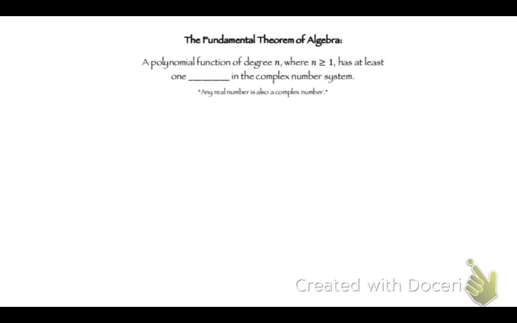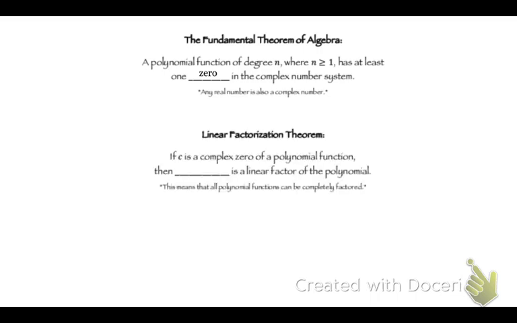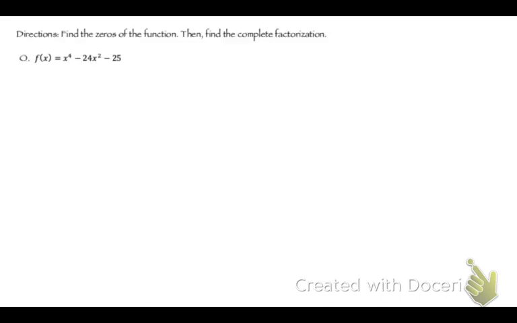Okay, so the fundamental theorem of algebra states that if a polynomial function of degree n, where n is greater than 1, has at least one zero in the complex number solution. That means any real number is a complex number, because you can always add 0i, and it makes it a complex number. Okay? If c is a complex zero of a polynomial function, then x minus c is a linear factor of that polynomial. Okay, that's just putting into words what we already have gone through and what you guys already know. So let's look at this one.